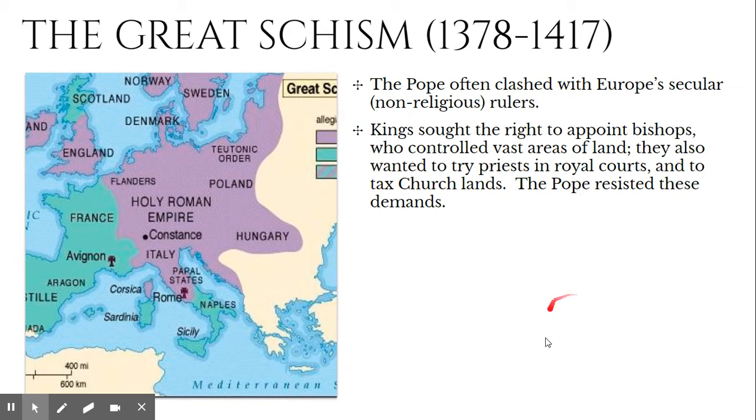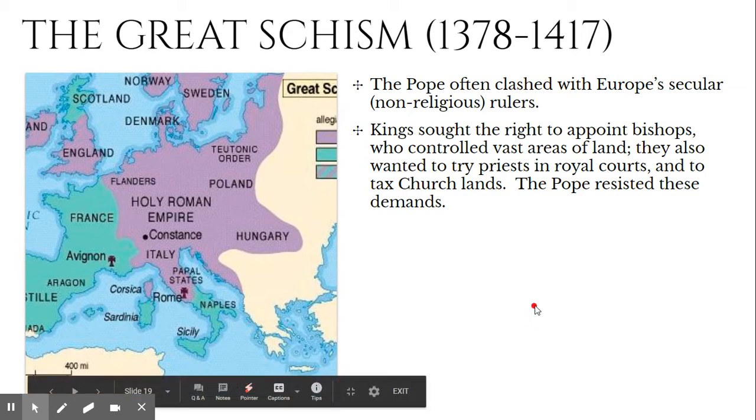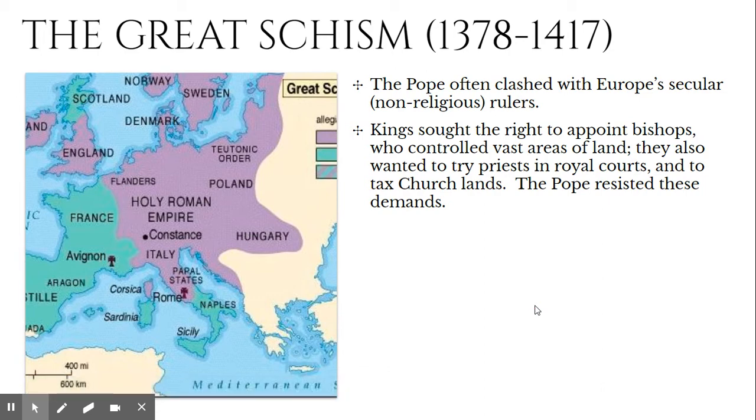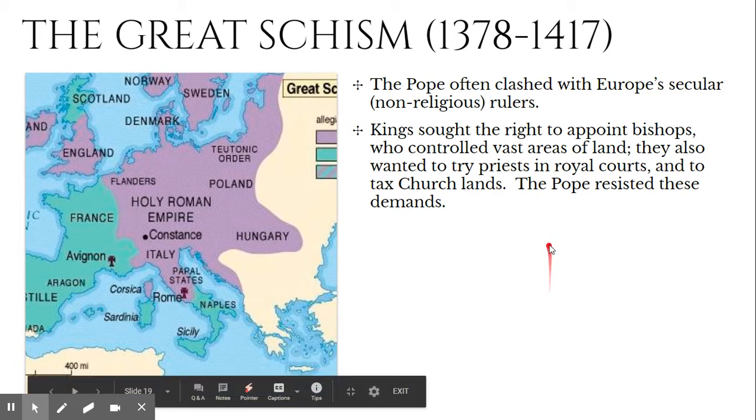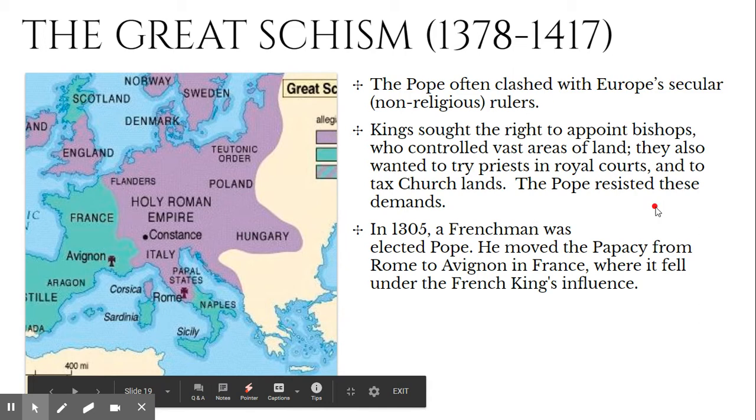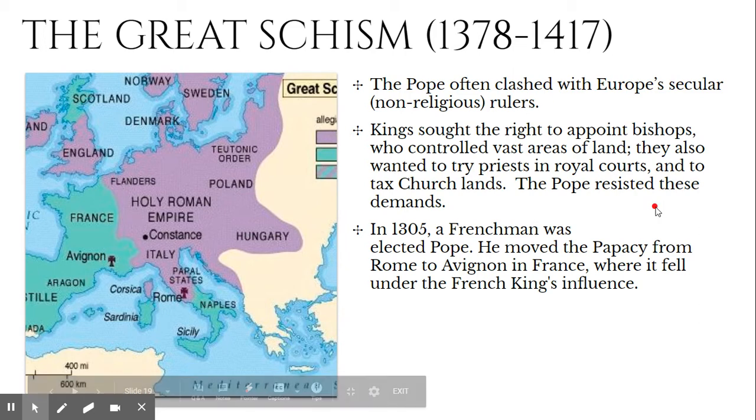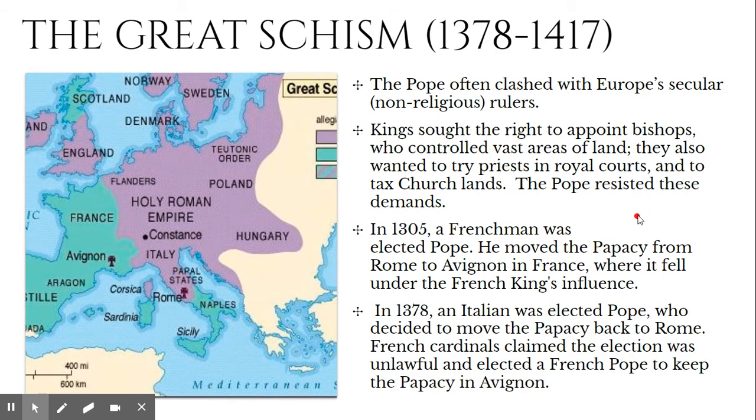And the Pope, of course, resisted all those things. So the Pope didn't want to give up the land, didn't want to give up the right to appoint bishops, didn't want to give up the right to have his priests put on trial in other countries. And of course, they're definitely not going to want to pay the taxes. So in 1305, a Frenchman was elected Pope, and he moved the papacy from Rome to Avignon in France, where it fell under the French king's influence.